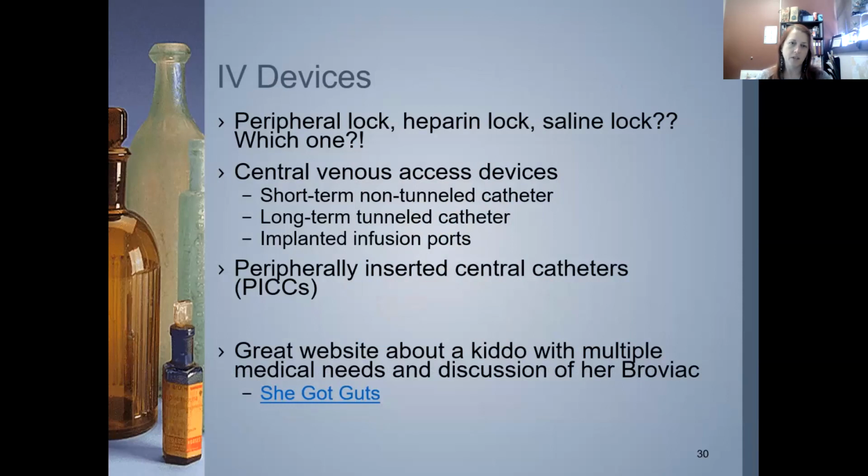Other types of IV devices. So we've talked a little bit about like the central catheters for peds patients. Your peripheral lock versus heparin lock, the big difference between those two, right? Saline is used for peripheral IV, like in your hand or your AC. Heparin lock would be used for central line. So that could be something like the Broviac or a Metaport or a PICC line. You would heparin lock those so that they do not clot.